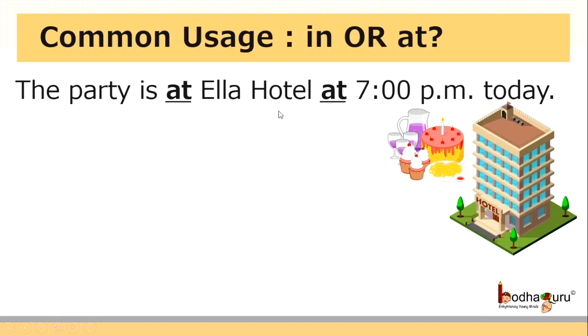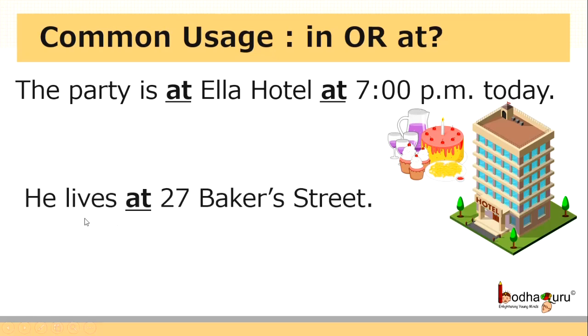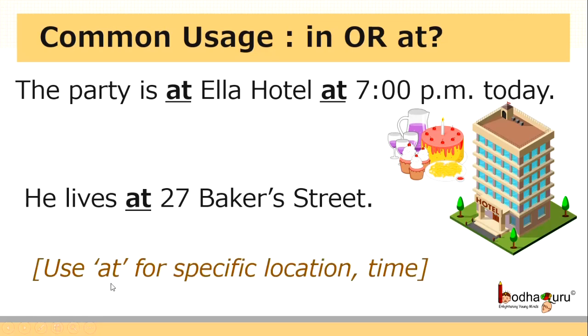So remember that. The party is at Ella Hotel at 7 p.m. today. He lives at 27 Baker Street. What do we see? We have to use at when we are talking about a specific location, such as the address here in the second sentence and the hotel in the first case. And when we are talking about time, then also we have to use at.